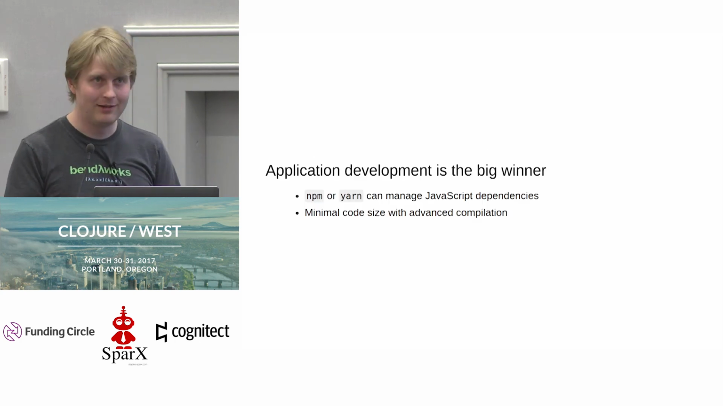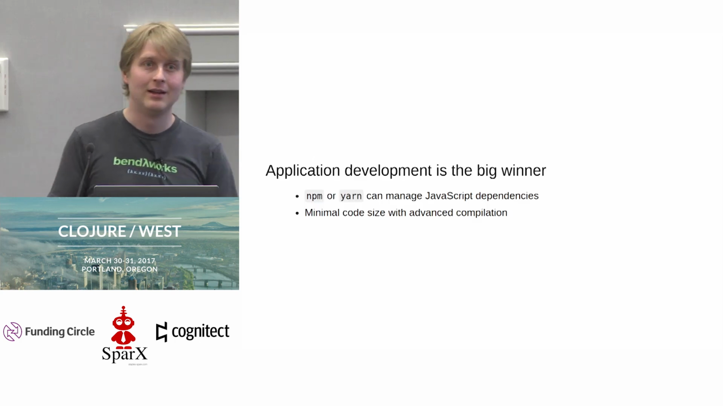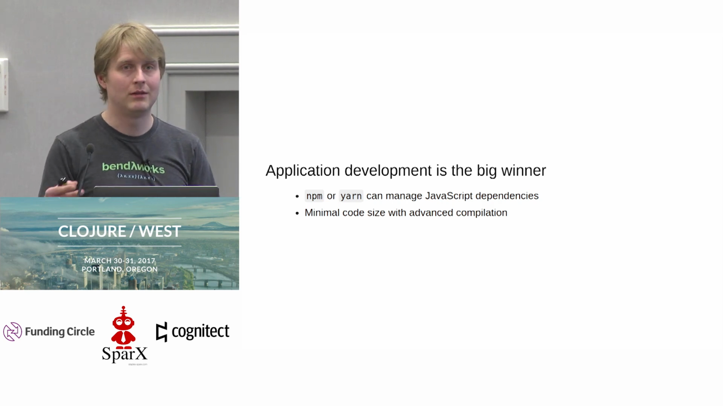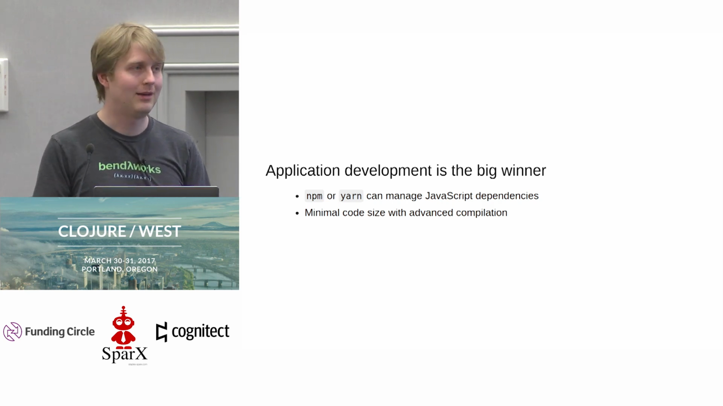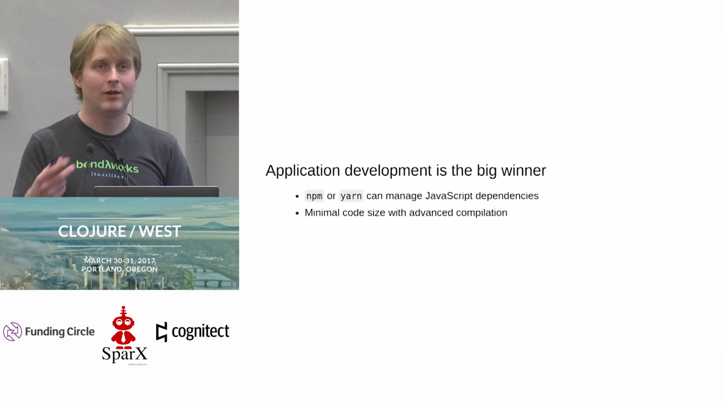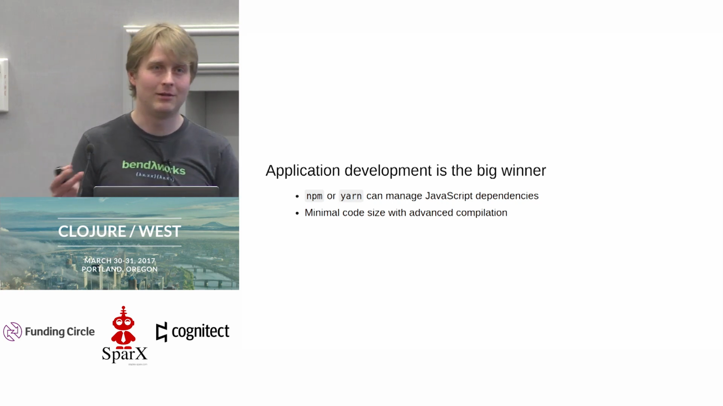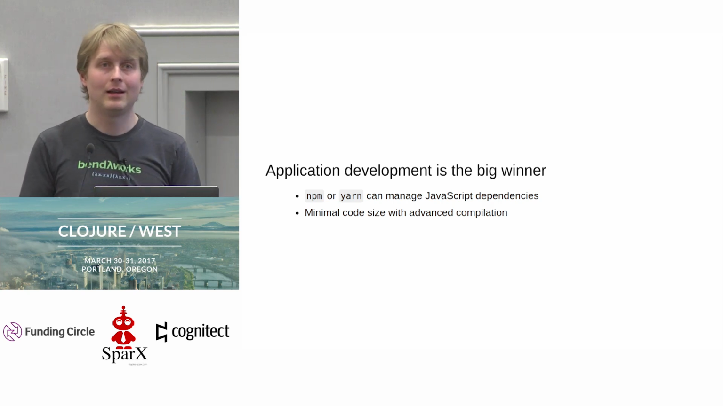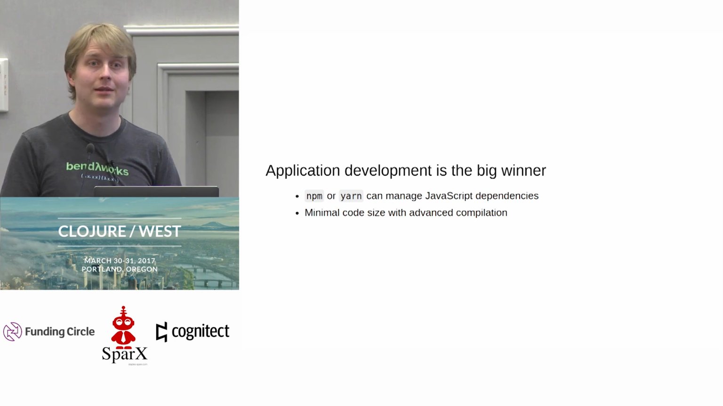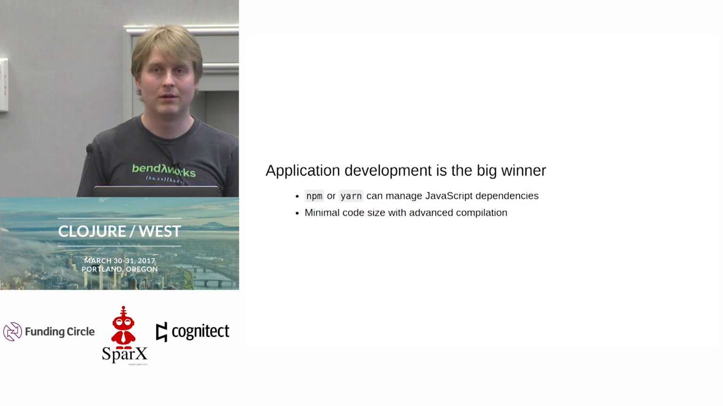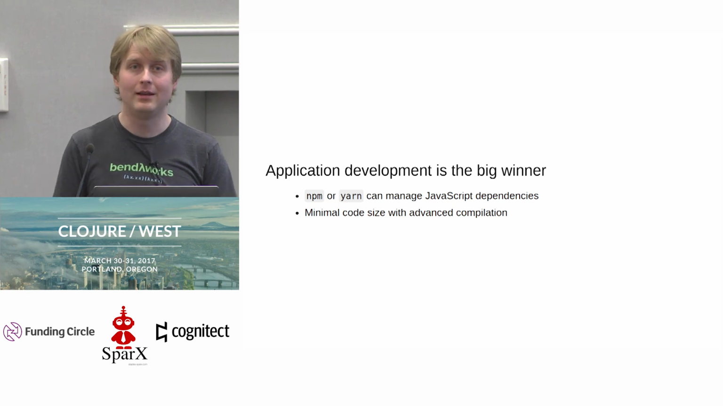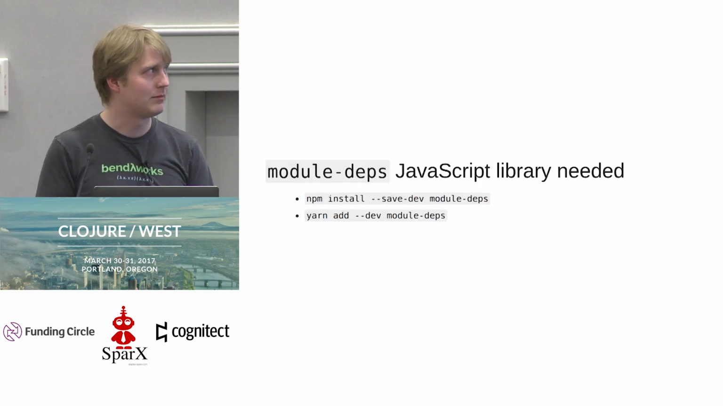But application development is the really big winner here, because if you're just importing all your node dependencies in your application, then you can manage them through npm or yarn instead of trying to have ClojureScript do what it was never meant to do at all, and you can minimize your code size for your production application, because then Google Closure can go through, traverse the graph, and find the common dependencies and minimize it that way.